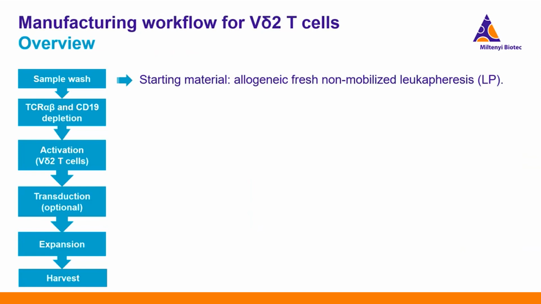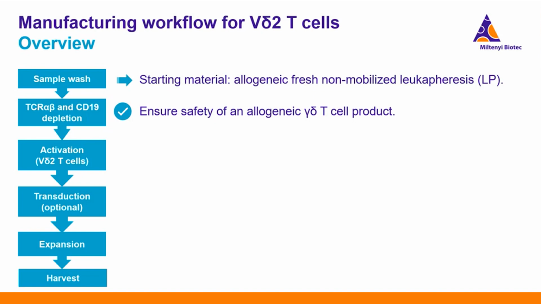So now we can have a look at the different steps that we have established in this manufacturing workflow. As I mentioned earlier, we use allogeneic leukapheresis as starting material, non-mobilized and fresh. And after the sample wash, we implement a step to remove alpha beta T cells as well as B cells. This step, we have implemented it to ensure the safety of the product, since we are using allogeneic starting material.